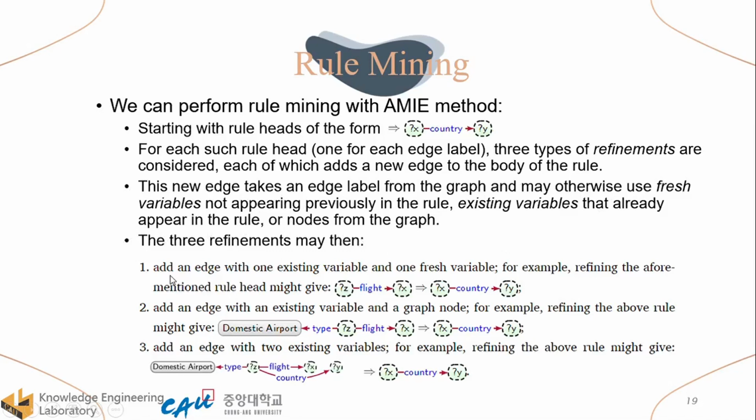Here are the three refinements we may use. The first is to add an edge with one existing variable and one fresh variable. For example, we can refine this rule right here by adding this left part right here. Or we can refine by adding an edge with an existing variable and a graph node. For example, we can refine the above rule by giving it this part right here. Or we can even add an edge with two existing variables. For example, we can keep refining this rule right here by adding this part right here.